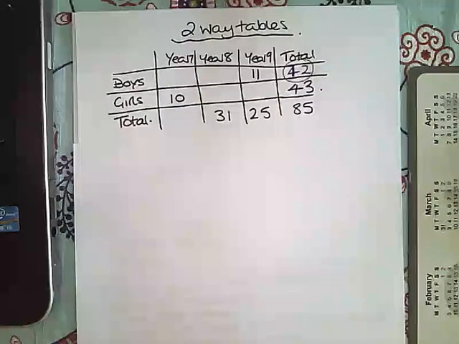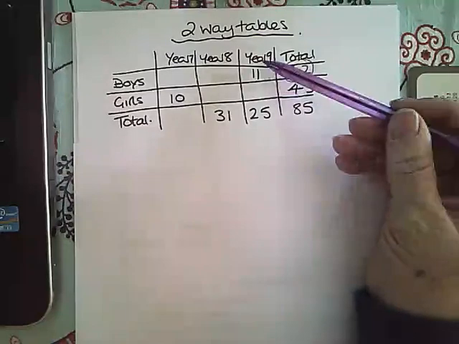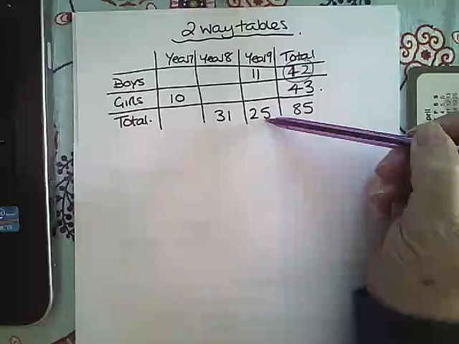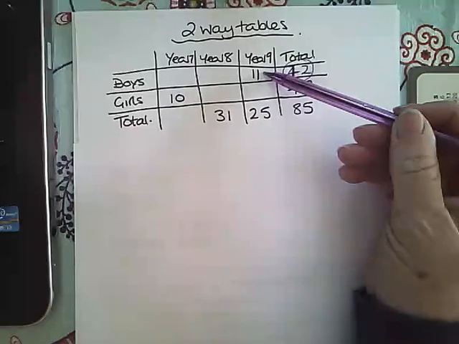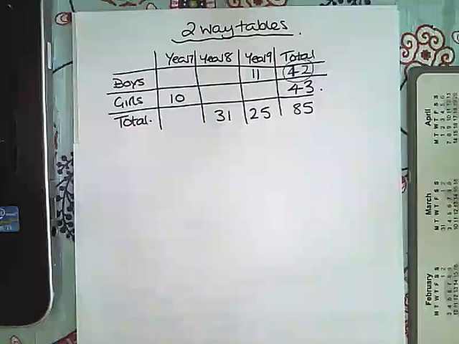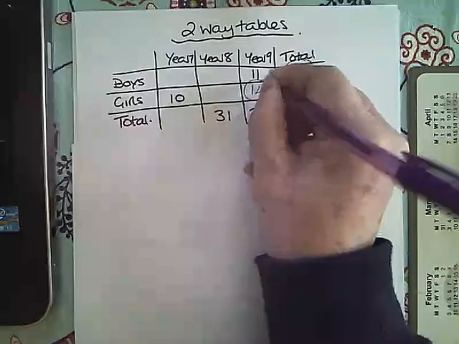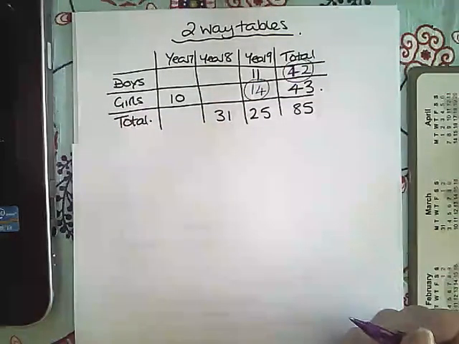The next one I can fill in is if I look in the Year 9 column. There are 25 students in Year 9. 11 of them are boys. So on my calculator I do 25 take away 11, and that tells me that 14 of them must be girls. So that's another one I have filled in from missing information.